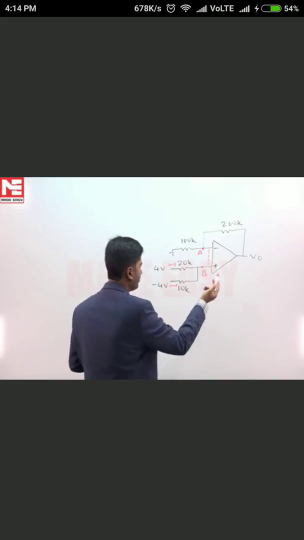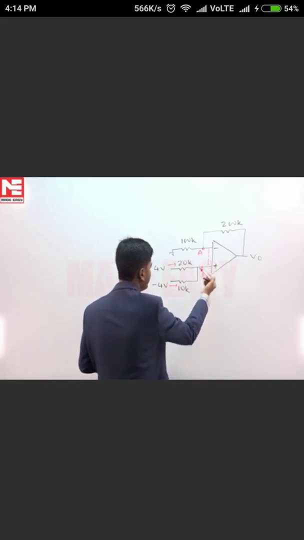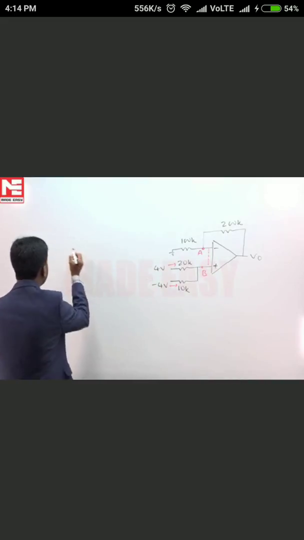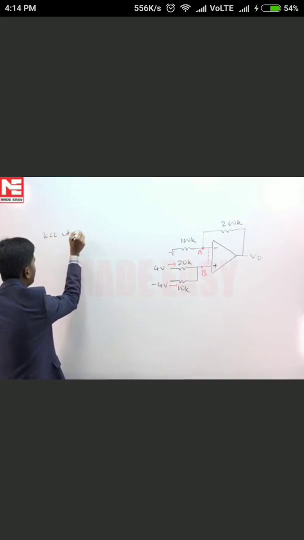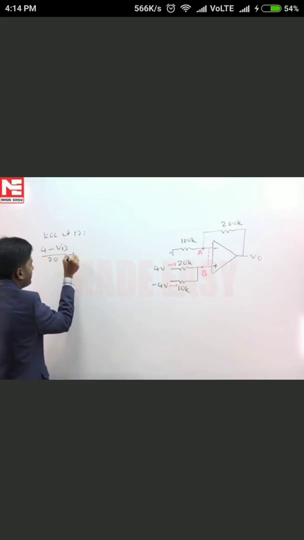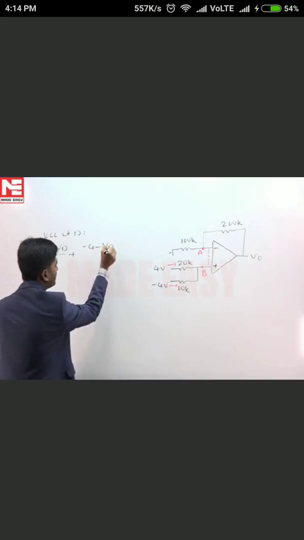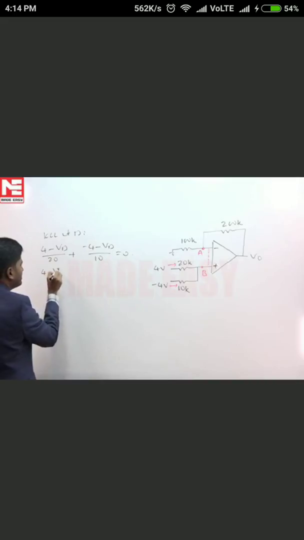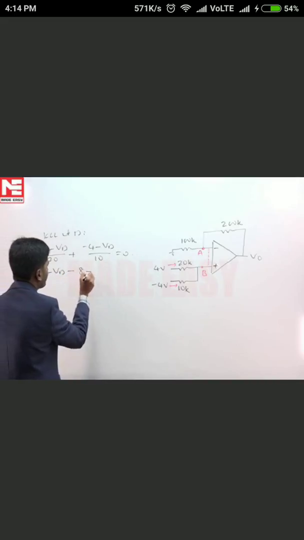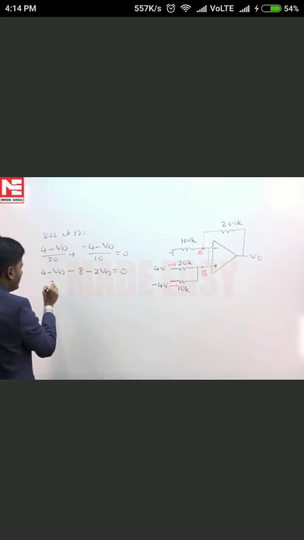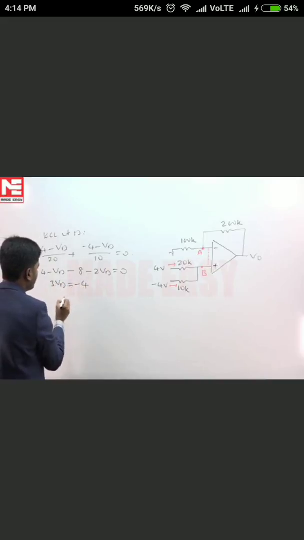So we will get the output voltage by using that virtual short property, VA equal to VB. And before that, let me obtain VB with the help of KCL at that node B. If I use KCL at node B, we get (4 minus VB) divided by 20 plus (minus 4 minus VB) divided by 10 is equal to 0. If you simplify this, it will become 4 minus VB minus 8 minus 2 VB is equal to 0. Or if you rearrange it, 3 VB equal to minus 4, or VB equal to minus 4 divided by 3 volt.